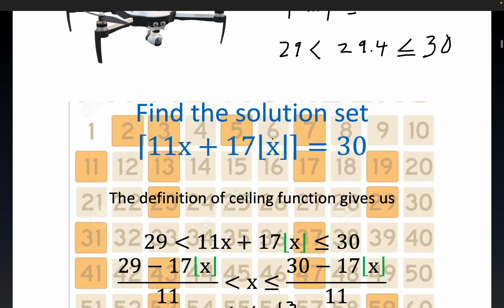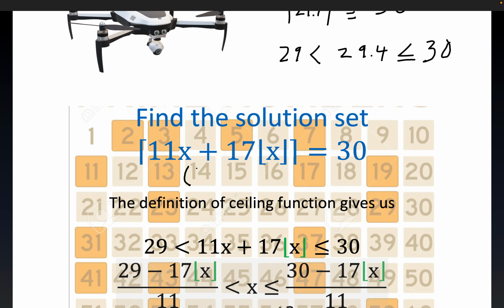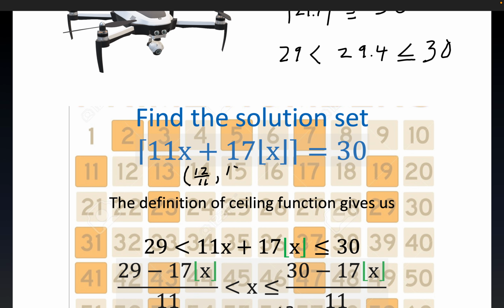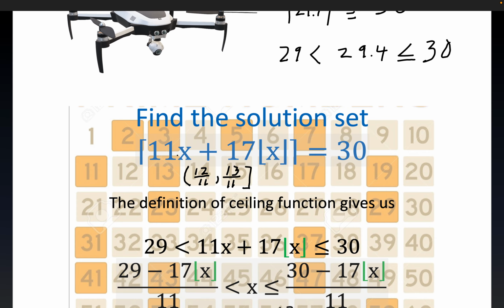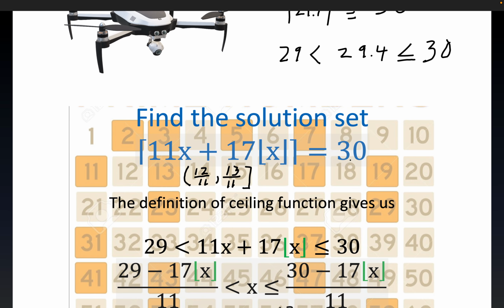A lot of people would write this as, let's say, 12 over 11 open, like this, half open, half closed, however you want to characterize this. And then we have 13 over 11 closed. And you can verify quickly that 13 over 11 is a solution here. You'd have to do some work, a little bit of calculation, but 13 over 11 would make it true exactly. I think it would end up being 30 exactly.